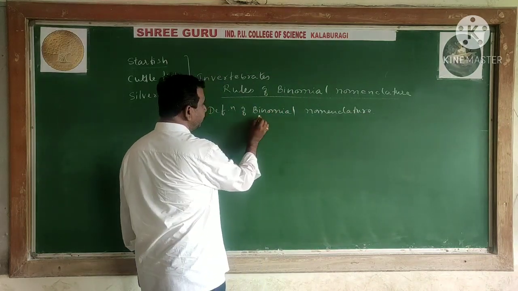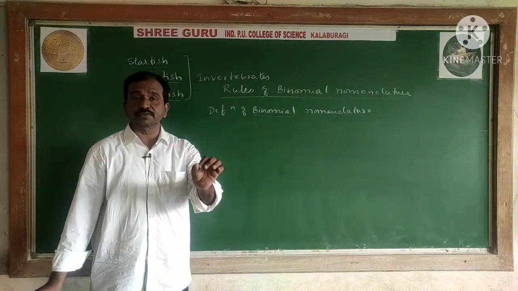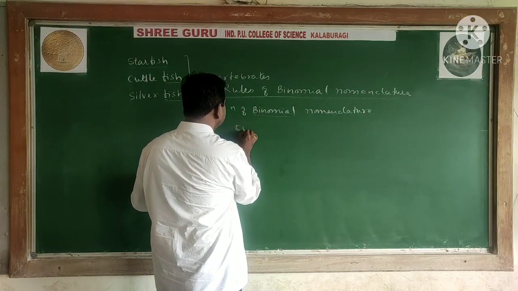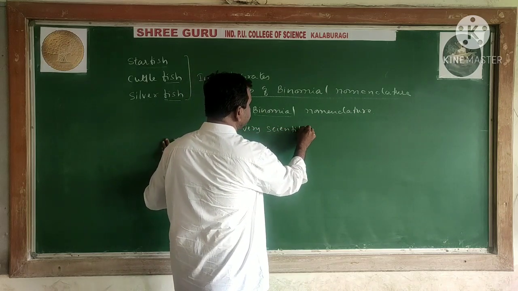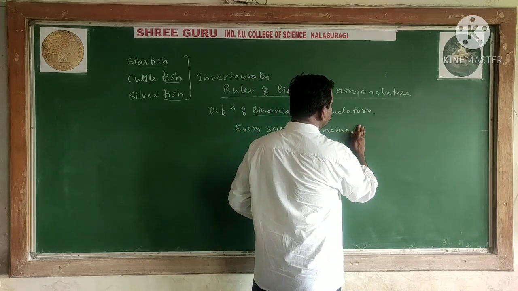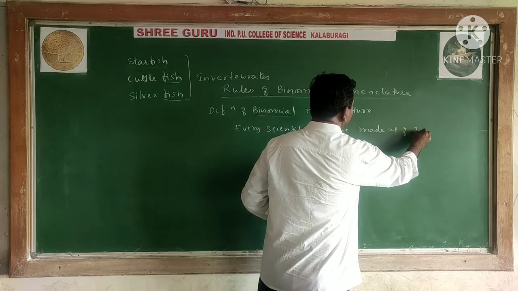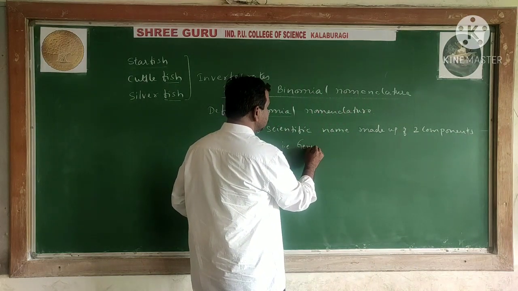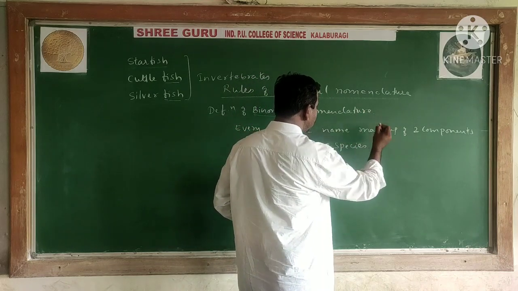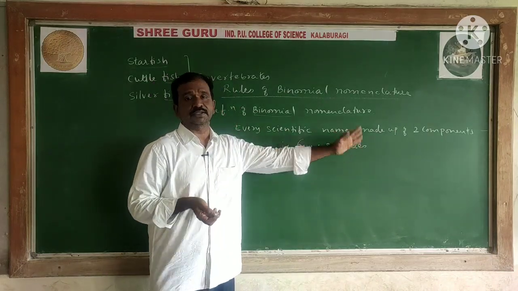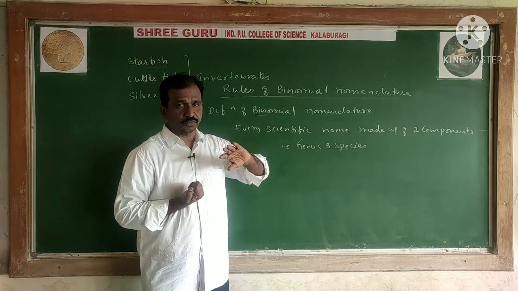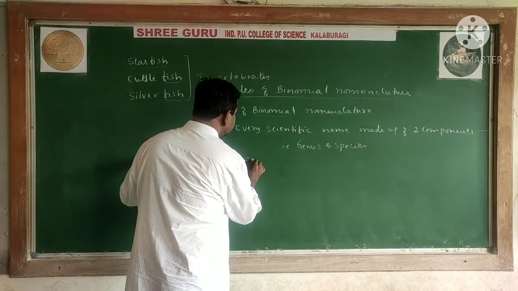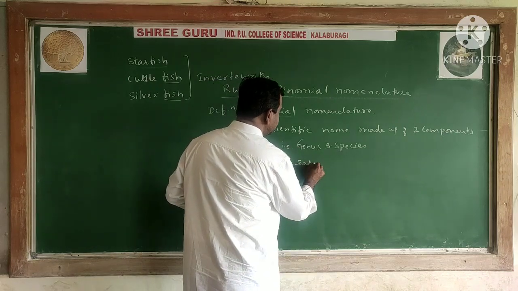Now the definition: in binomial, every scientific name is composed of two components, a fixed form. Every scientific name is made up of two components, that is genus and species, or generic name and specific epithet, as it is also called. We are going to observe the generic name and the specific epithet as well. So every scientific name is made up of two components, genus and species. For example, Homo sapiens.